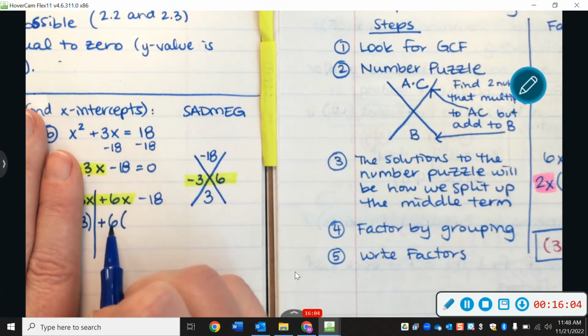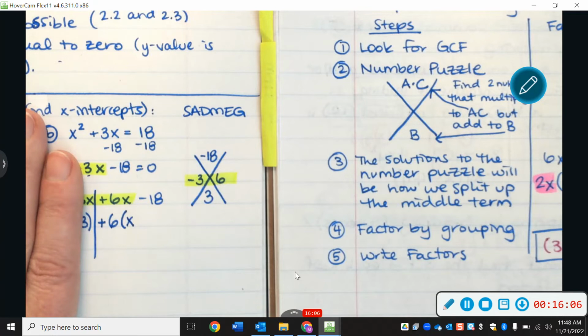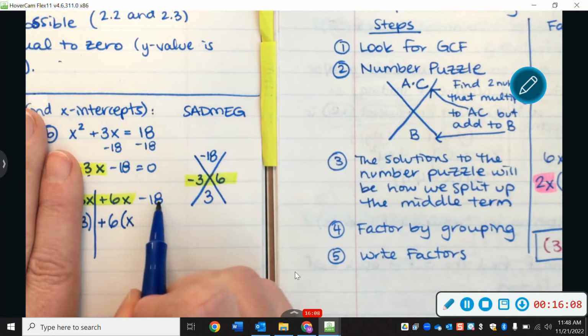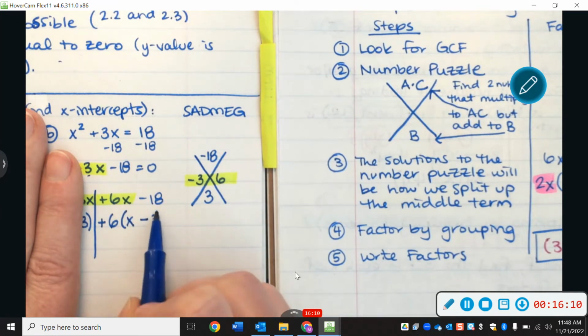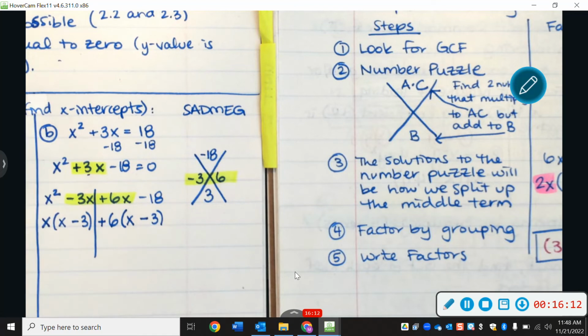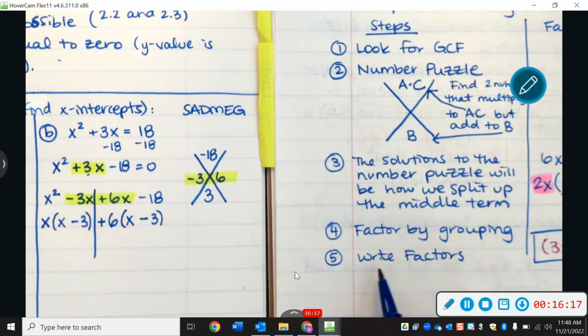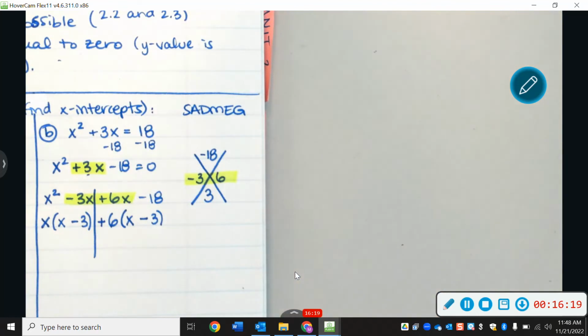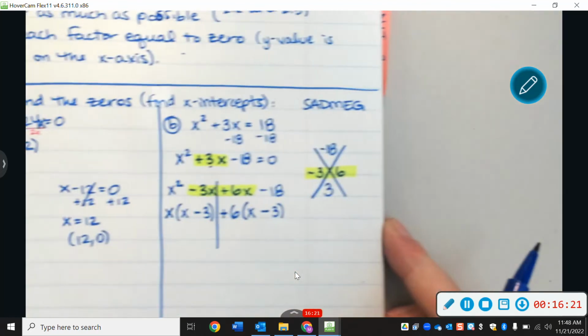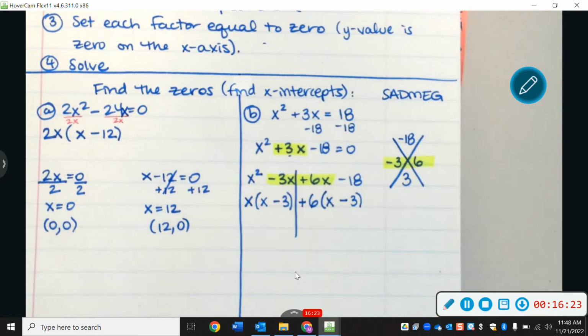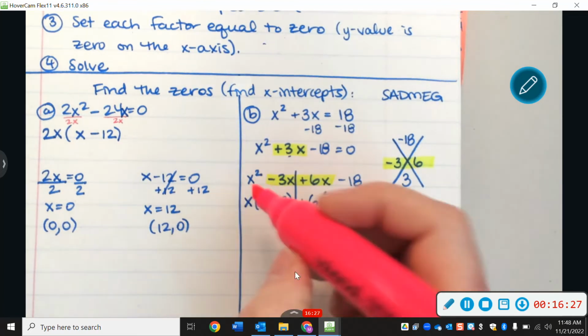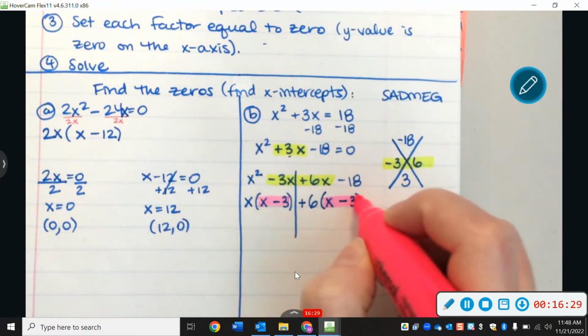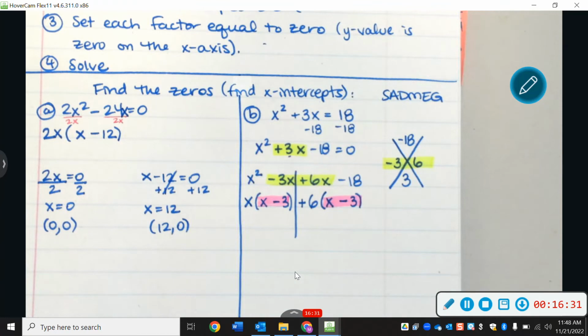So 6x divided by 6 would be x. Negative 18 divided by 6 would be negative 3. And at this point, you're basically done factoring. You're just going to write out your factor. So I'm going to move this. And you have a way to check to see if what you've got so far is right. If you've factored this correctly, what's in parentheses on each side should be the same. And I'm noticing it is.